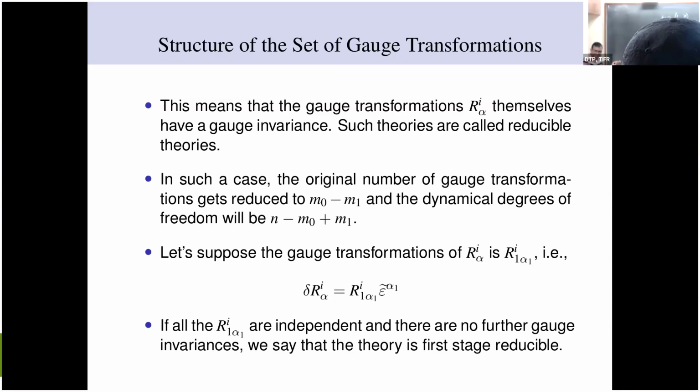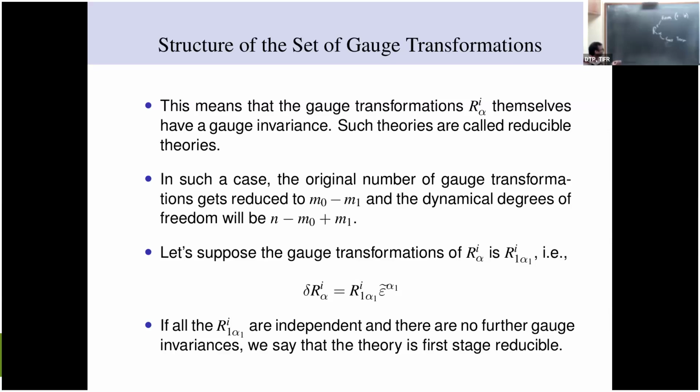Null states for null states. In such a case, the original number of gauge transformations will be reduced. So instead of m naught, it will be m naught minus m1, and the dynamical degrees of freedom will be n minus m naught plus m1. So there are relations between the gauge transformations. Let's suppose the gauge transformation of Ri alpha is Ri1 alpha 1. If you change Ri alpha by this amount, Ri1 alpha 1 times some epsilon tilde alpha 1, then your theory is also invariant.